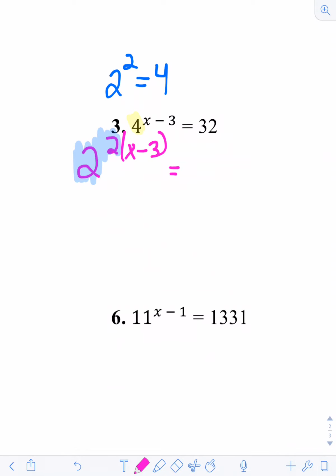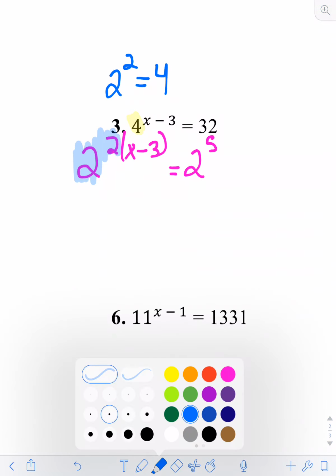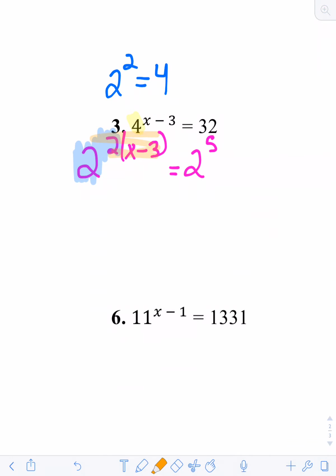So now you have to figure out 2 to what power would give you 32. When you work through all this, you'll end up getting 2 to the 5th power. So now I know my bases are the same, so I'm going to look at my exponents. I have 2 times x minus 3 is equal to 5.